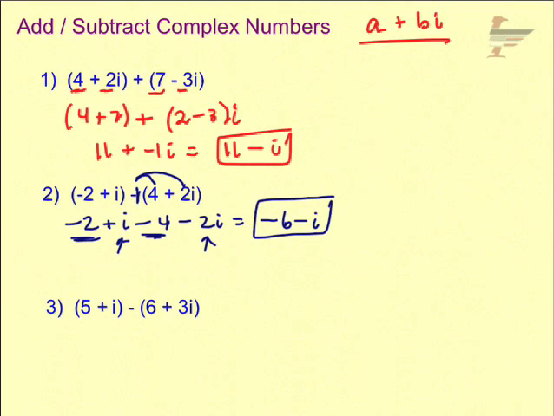If you notice, the real number part of the number goes first, so in this case the negative 6, and then the imaginary part, the i, goes second. That's how standard form works.